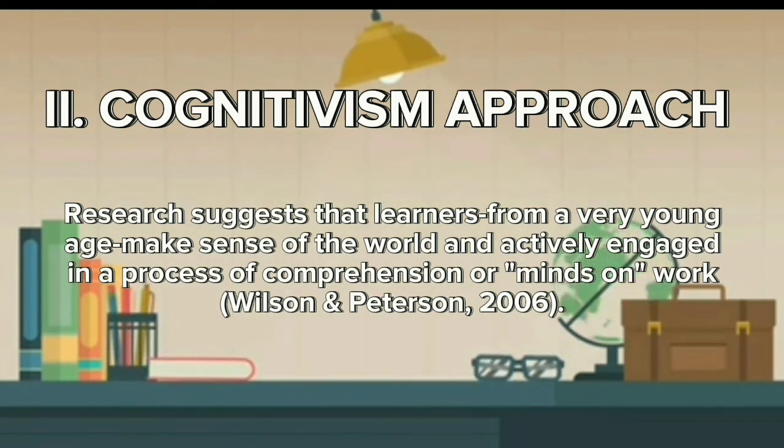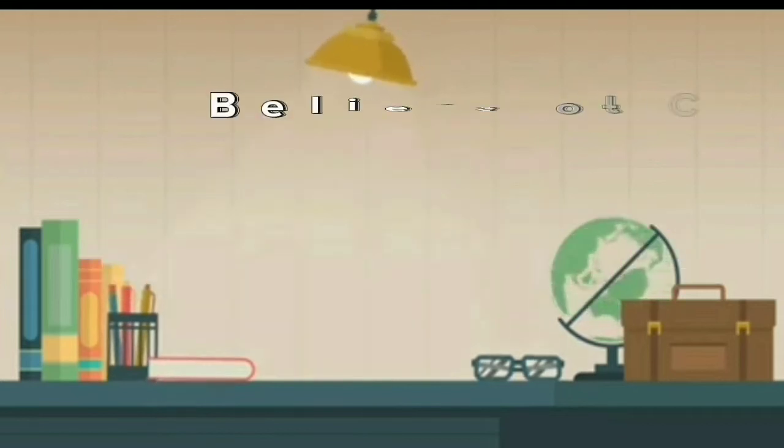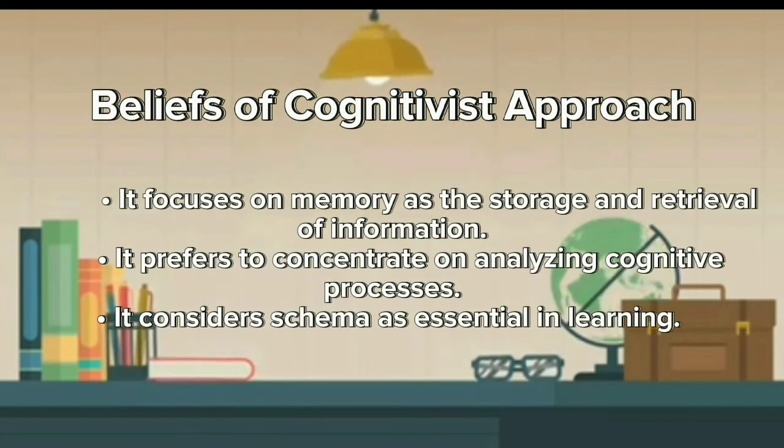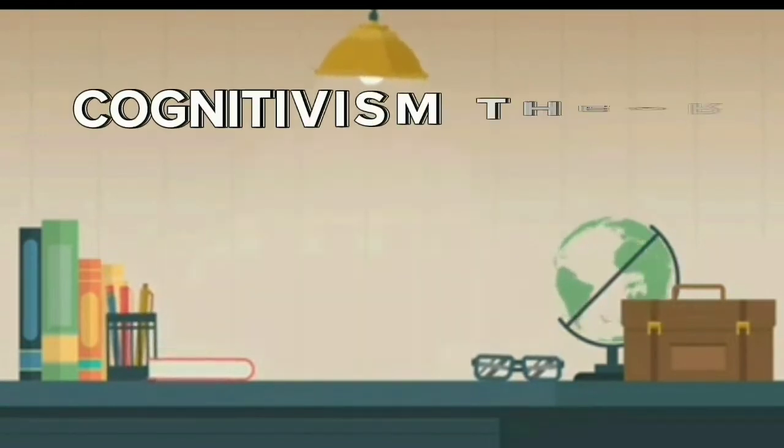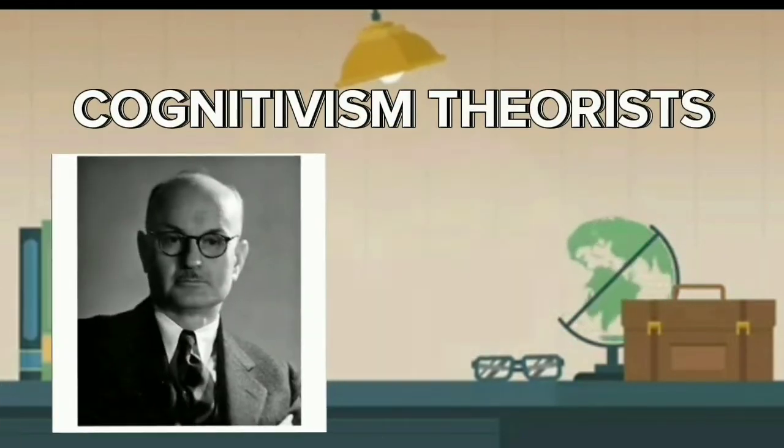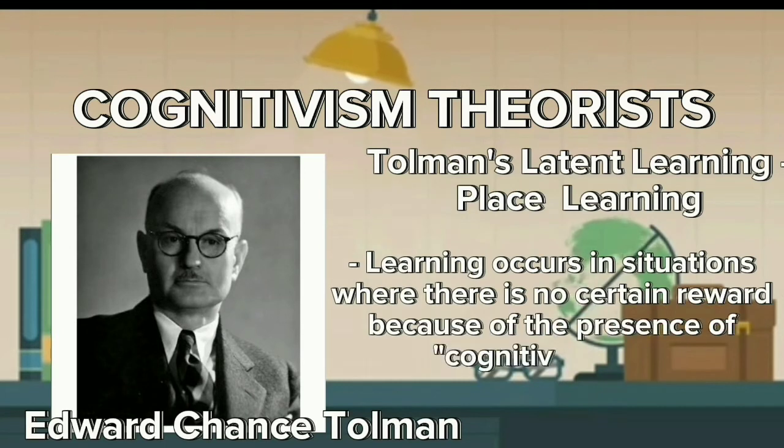Wilson and Peterson, 2006. Beliefs of the cognitivist approach. It focuses on memory as the storage and retrieval of information. It prefers to concentrate on analyzing cognitive processes. It considers schema as essential in learning. Cognitivism theorists. We have Edward Chace Tolman. Tolman's latent learning, place learning. Learning occurs in situations where there is no certain reward because of the presence of cognitive maps.